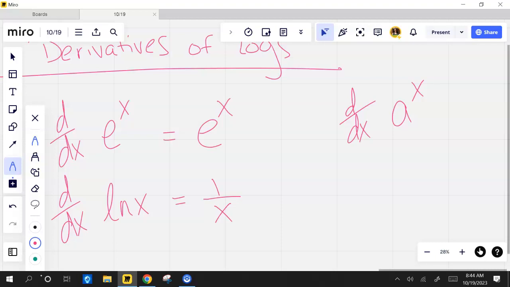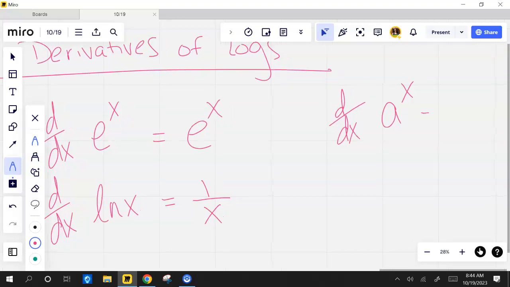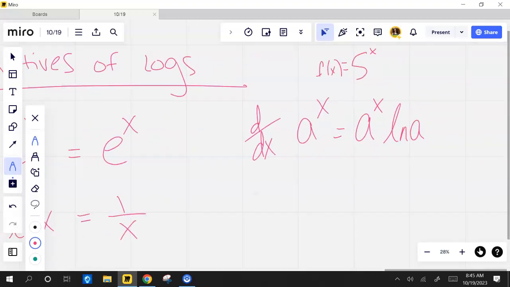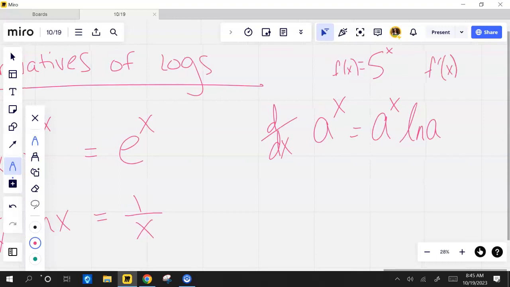Derivative of a value raised to the x is going to be exactly the same thing, but then you multiply it by the natural log of a. If f of x was 5 to the x, then the derivative here would be 5 to the x times the natural log of 5. Unless, of course, that x had something with it that I had to chain it.